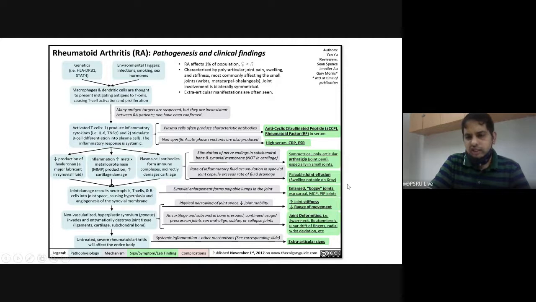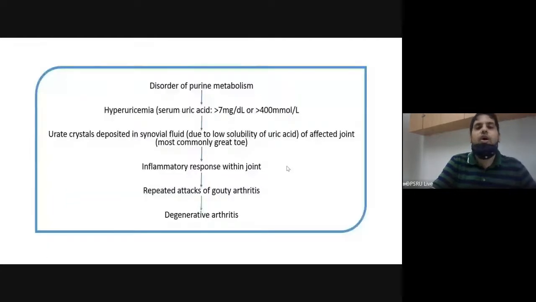So you have to see all these symptoms and these lab tests, then you will say that yes, this person has rheumatoid arthritis, right? And another one is gouty arthritis. Gout, as I told you, is a metabolism problem.